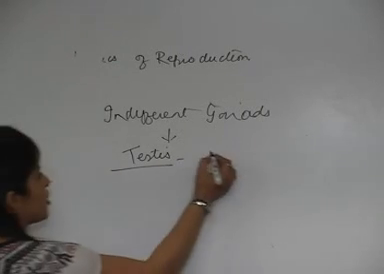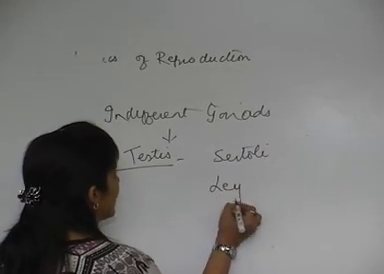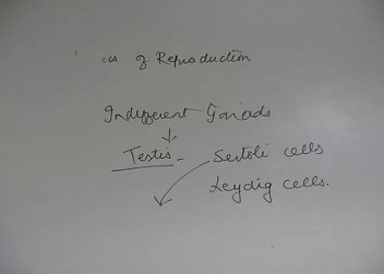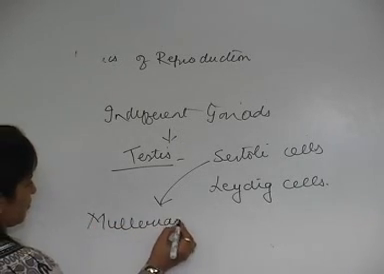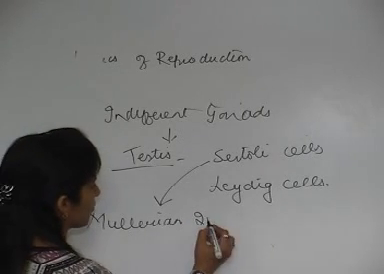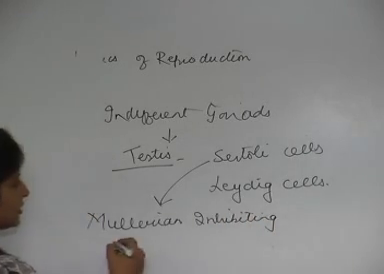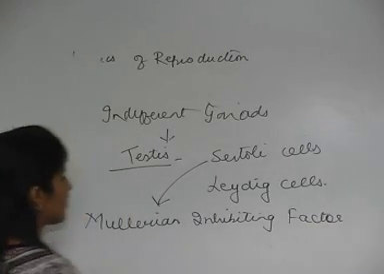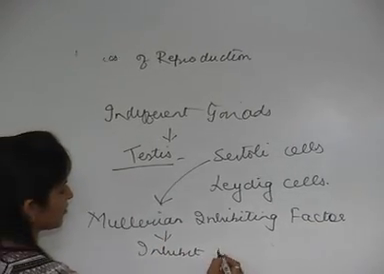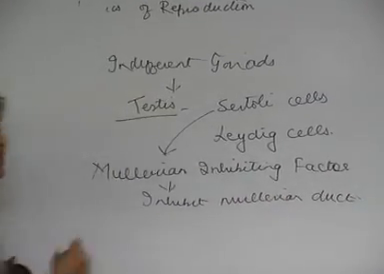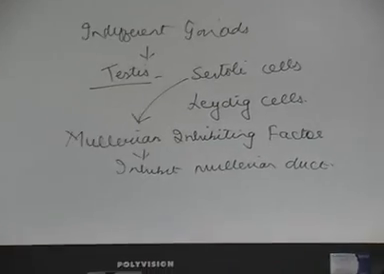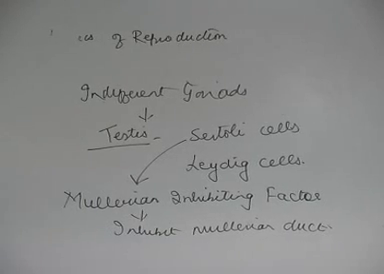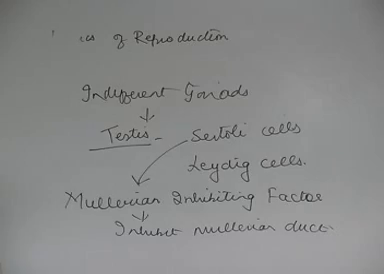These testes have Sertoli cells and Leydig cells. Sertoli cells release a factor which is called the Mullerian inhibiting factor. I'm so sorry for my handwriting, but it has been like this over the years. I cannot do anything. This Mullerian inhibiting factor is going to inhibit the Mullerian duct. Now, you know that the Mullerian duct gives rise to fallopian tubes, uterus and upper part of the vagina. So when there is Mullerian inhibiting factor, neither will there be formation of the uterus nor fallopian tubes, nor the upper part of the vagina.